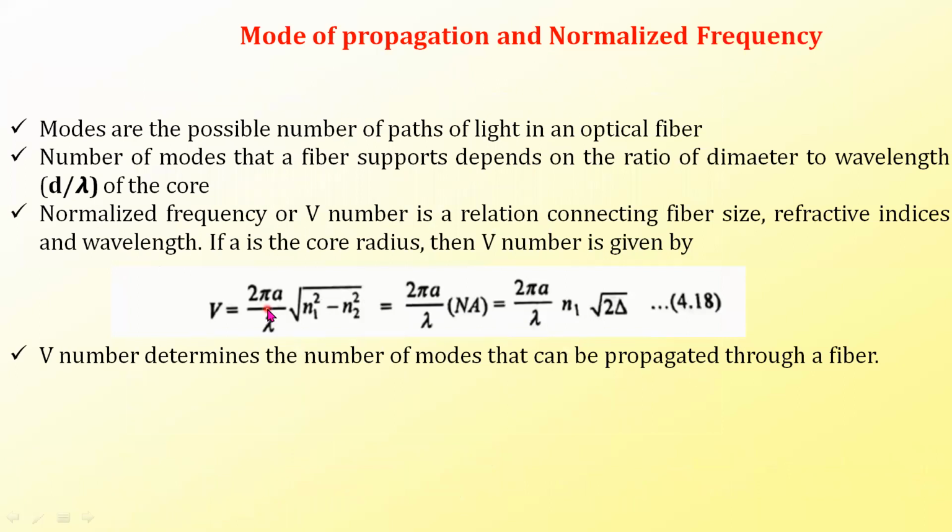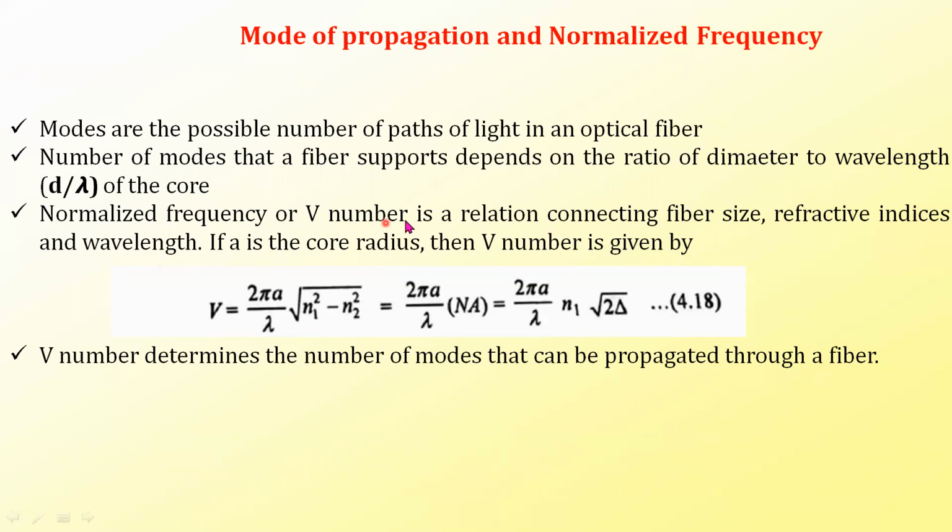Now let us discuss the mode of propagation and the normalized frequency. These are the two terms which are associated with fiber optic communication. Mode means the number of possible paths of the light in an optical fiber. The number of modes that a fiber can support depends on the ratio of the diameter of the fiber, meaning the diameter of the core, and the wavelength. So if you take the diameter to wavelength ratio, that will define the number of modes that a fiber can support.